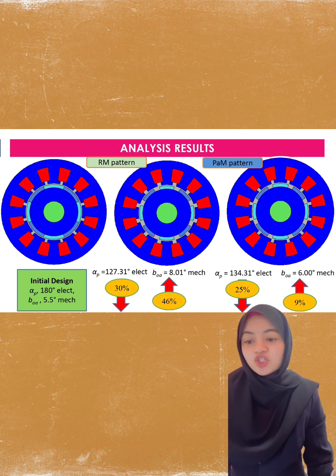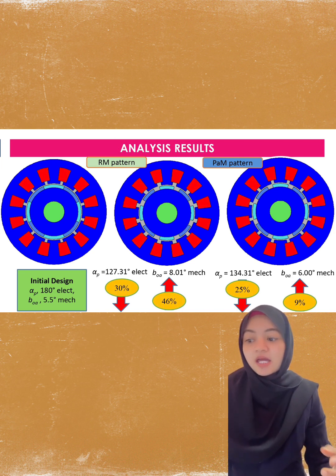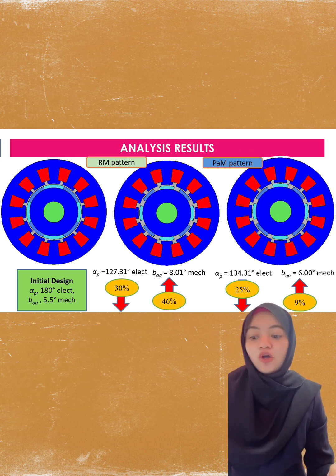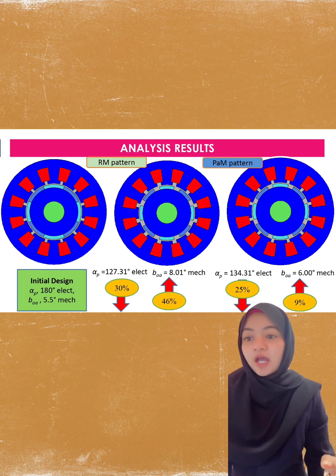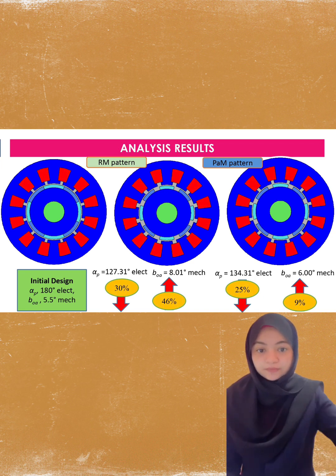Next, we will go through the analysis result. This is the initial and optimal result of 12-slot 8-pole SM-PM motor that we obtained from finite element analysis. This first figure shows an initial design which has a full pitch of magnet pole arc and slot opening angle, where the magnet pole arc is 100 electrical degree and slot opening angle is at 5.5 mechanical degree. The optimal design has been reduced, which can lead the motor to become lighter compared to the initial design.